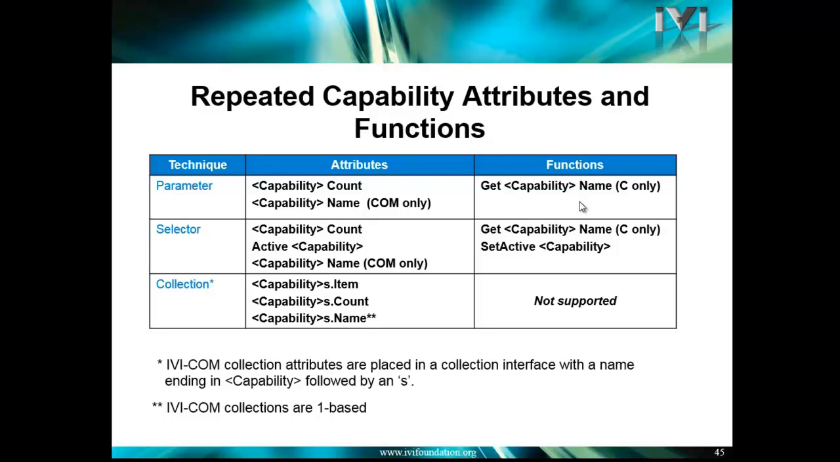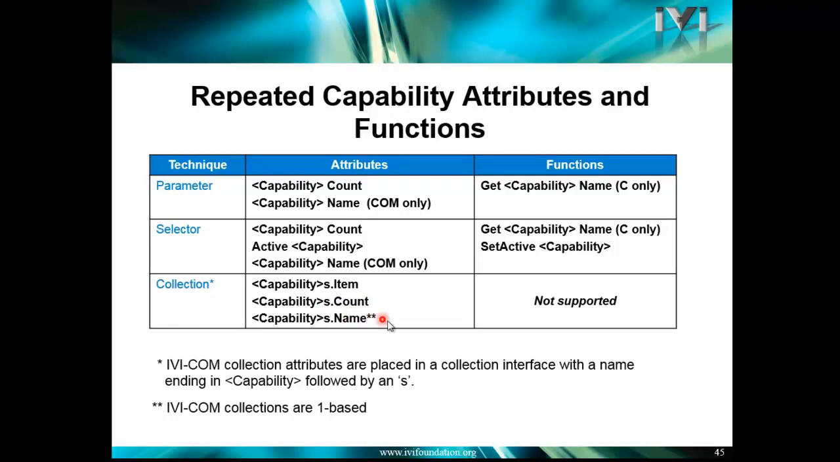Turns out the selector approach is about the same. I mean, you need a count and name API to discover what's there, but now you add the additional call that you need to be able to set active to say, this is the active one. And again, some possible variation between how you query that with C or not. It's not too important. Then finally, for the collection scenario, it's very much the same notion.